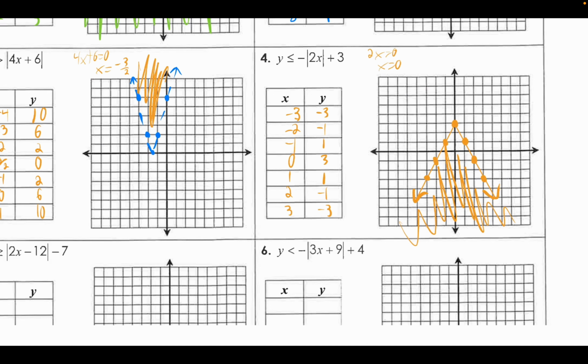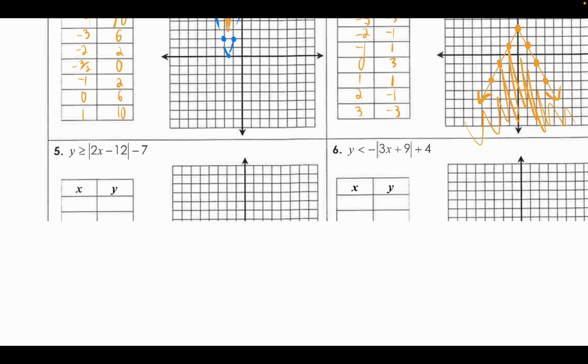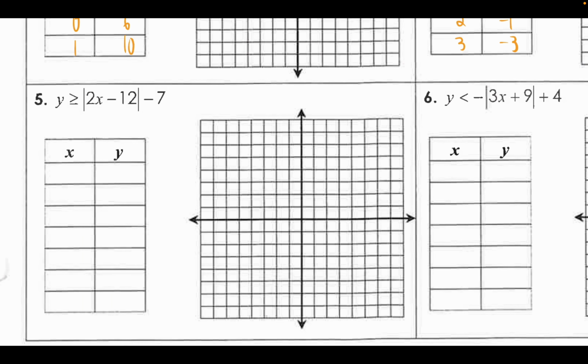All right, number 5. y is greater than or equal to the absolute value of 2x minus 12 minus 7. So set the middle, or the absolute value bar, equal to 0. Solve that, and I get x to be 6. And then I pick my next consecutive integers, noting that 9 will go off the graph, and that's fine by me. And then I plug in my x values and get my y values out, and I get negative 1, negative 3, negative 5, negative 7, and then I just mirror those same numbers up above.